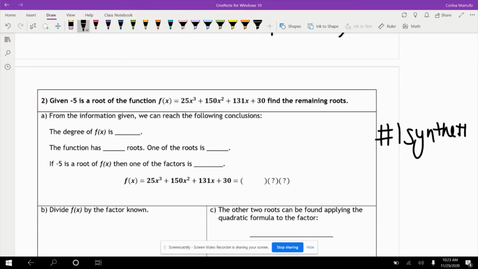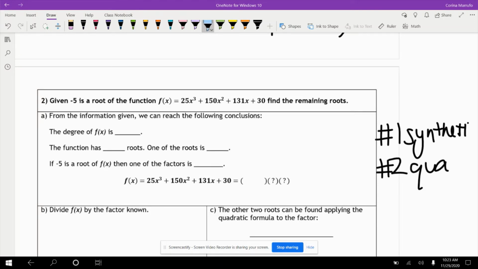Synthetic division. And then after you do the synthetic division, number 2, you're going to do the quadratic formula. And that's it. It's just those 2 mathematical steps that you guys were very strong in and very confident in. The first part is just going through the thought process and what it actually means.